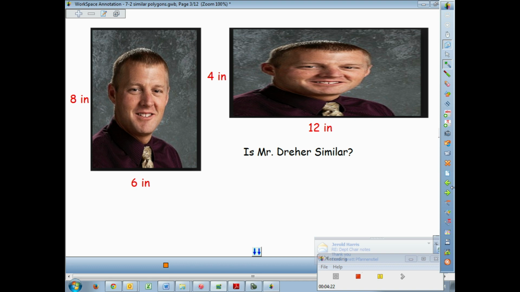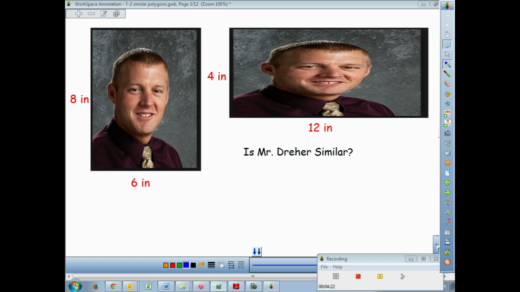Well, there's two rules. Number one, the corresponding angles have to be congruent, correct? Now, it's not all these crazy angles in his face. It's the overall shape of the picture, right? Take a wild guess what you would estimate that angle to be right there. 90, 90, 90, 90. Is it 90, 90, 90, 90 in this picture also? Yes or no? So all the corresponding angles are congruent.